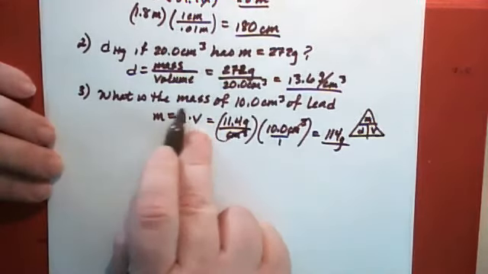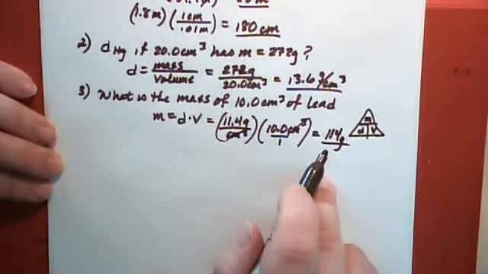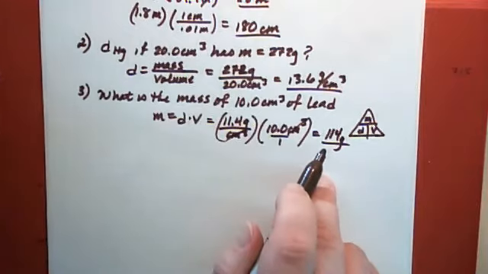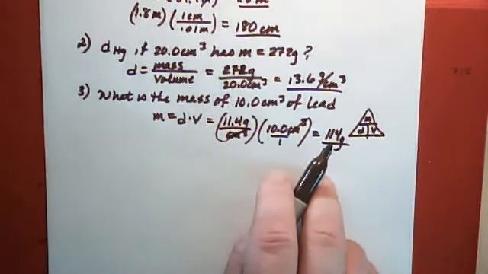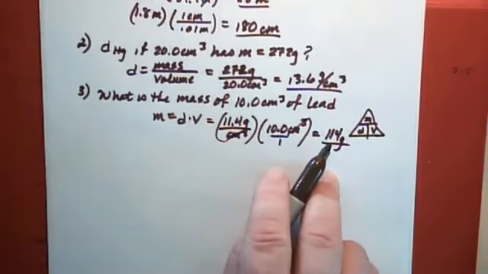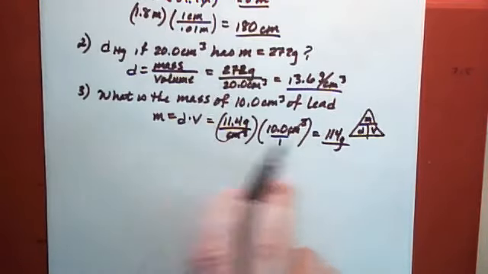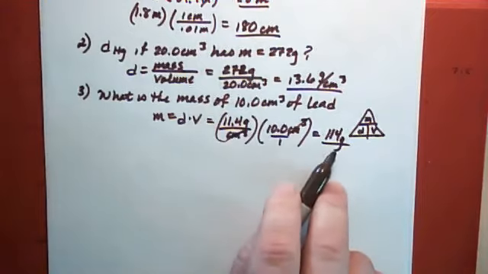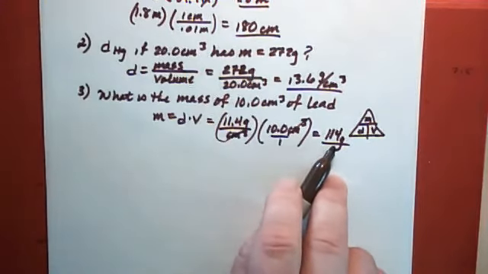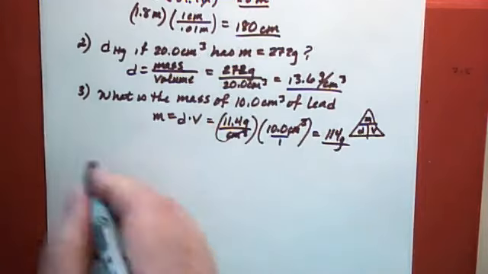It didn't specify units for mass, so you can leave the mass in whatever units you get. But you should read the questions carefully just to make sure, because if units were specified for the mass, then you might have to change this. Like if it said, what is the mass in kilograms? Then you'd have to change that to kilograms.